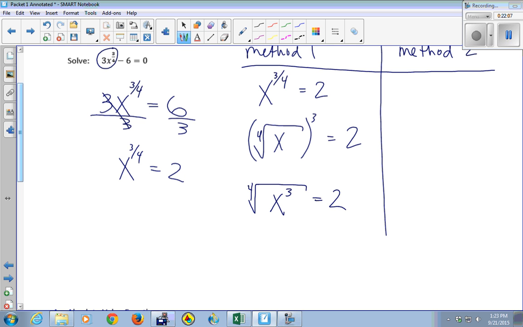I just was saying that when you have a fractional exponent, the number on top is a power and the number on the bottom is a root, and it does not matter which order you write it in. You could write the 4th root of x cubed or x cubed 4th rooted. They are the same thing.